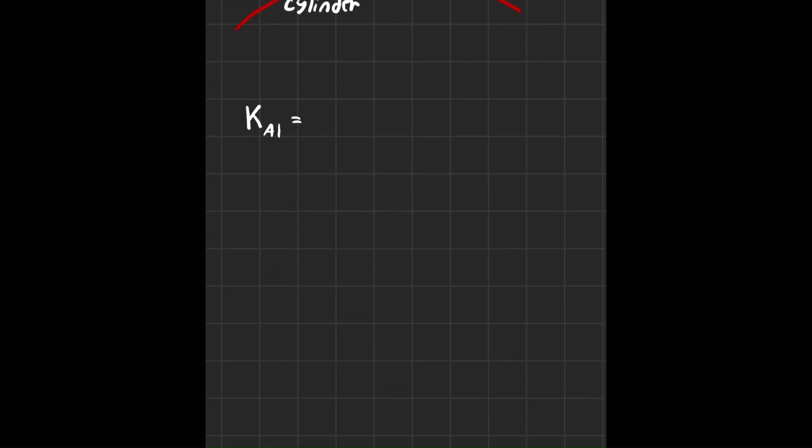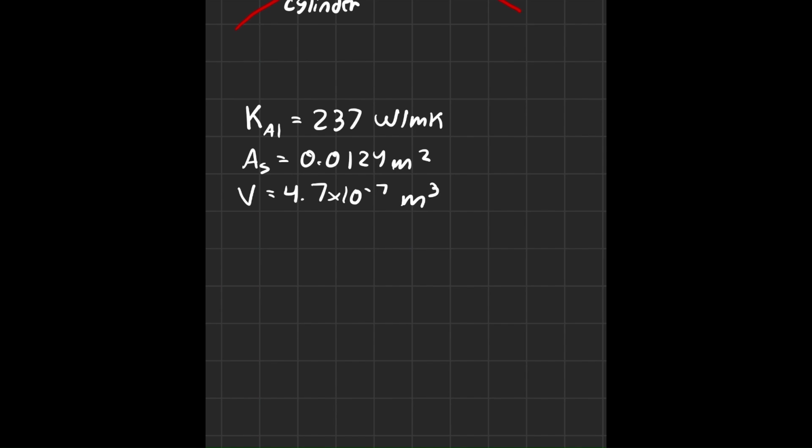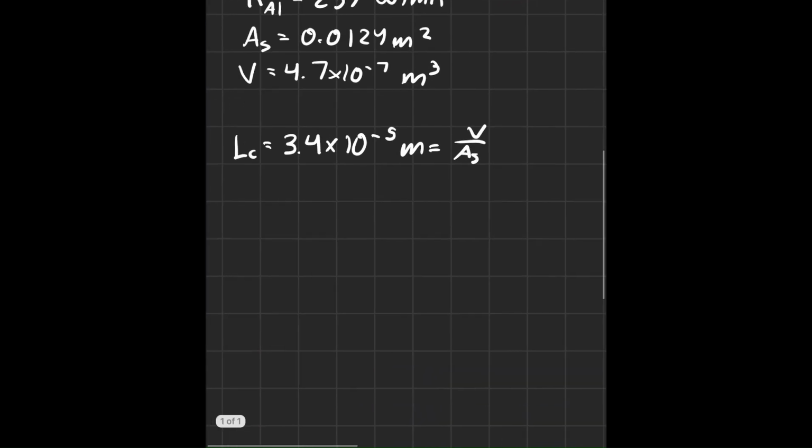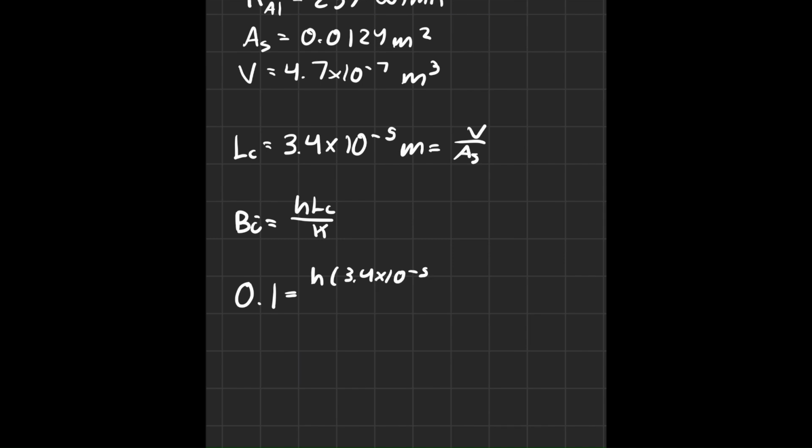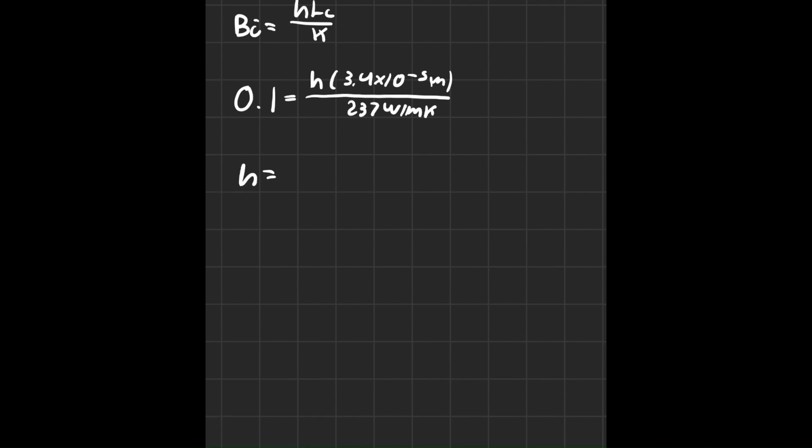The thermal conductivity of aluminum is 237 watts per meter Kelvin. The surface area exposed to the environment is 0.0124 square meters, and the volume is 4.7 times 10 to the negative 7 meters cubed. This means the characteristic length is 3.4 times 10 to the negative 5 meters. To solve for the maximum convective coefficient that would make the lump capacitance method invalid, all the parameters were plugged in, including the max Biot number of 0.1, and the equation was solved for h. This tells us that if h is above 697,000 watts per meter squared Kelvin, the lump capacitance method is not valid.